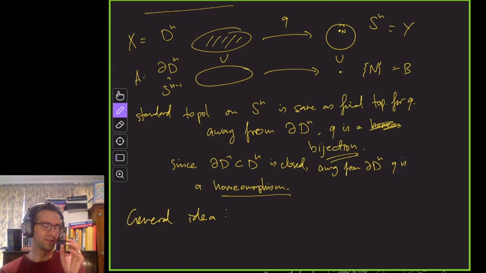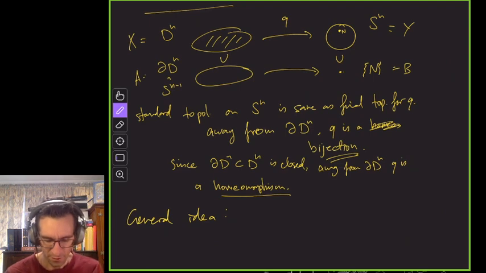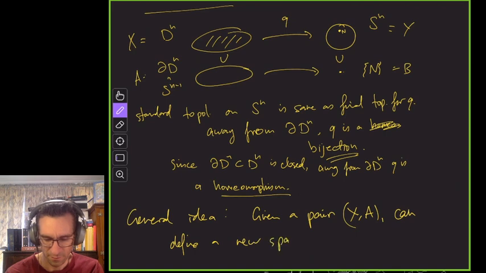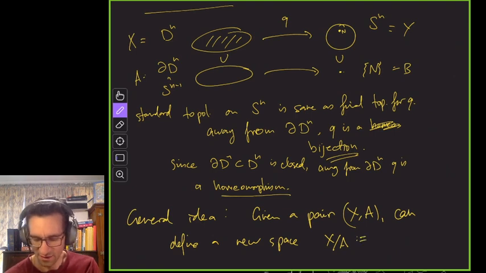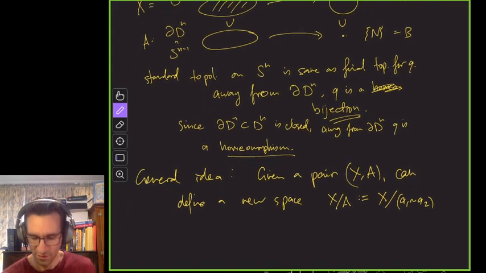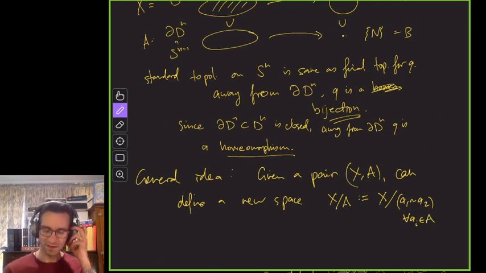And I'm going to link relative cohomology and ordinary cohomology in this way. So, well, near enough. The general idea is, given a pair (X, A), we can define a new space, X quotient A. What is this? As an underlying set, it's X divided by the equivalence relation: a1 is equivalent to a2 for all a in the subspace A.